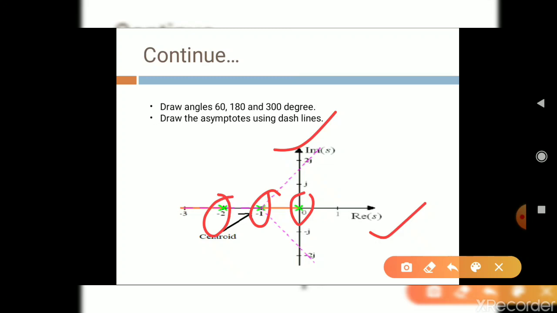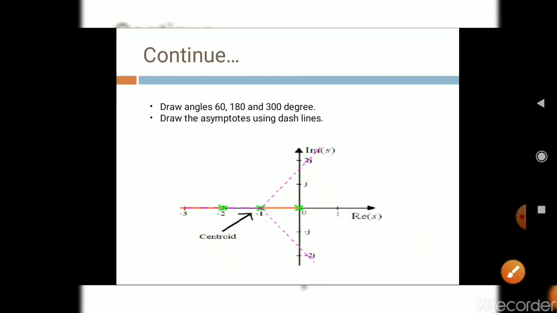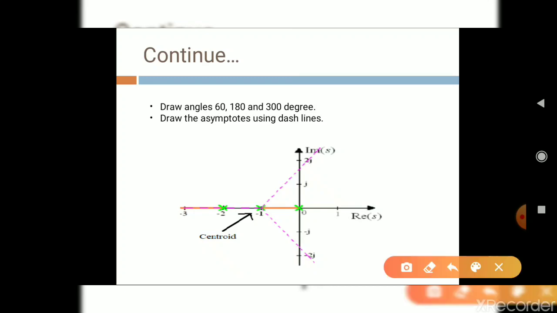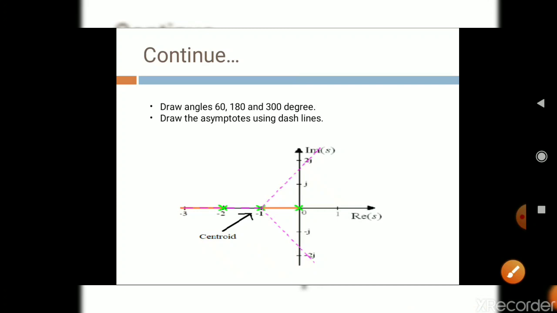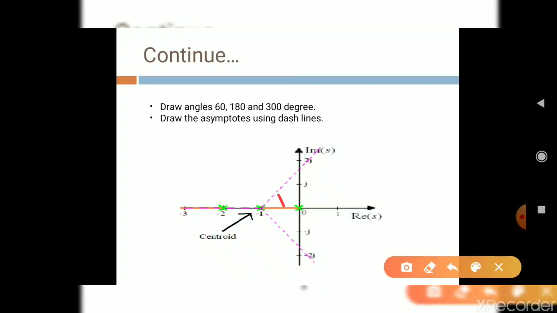So these are the 3 open loop poles, and after that we have calculated the number of asymptotes as 3, with angles 60, 180 and 300, and next is the centroid. The centroid is -1. Now from this -1 point I can measure the 60-degree angle, 180-degree angle and 300-degree angle like this, and I will draw the asymptotes with a faint dotted line up to infinity.